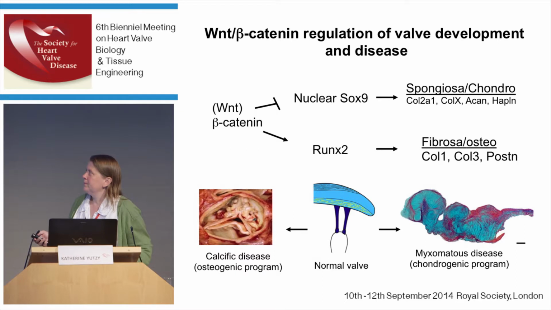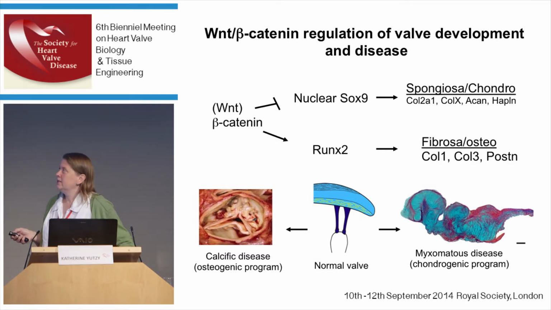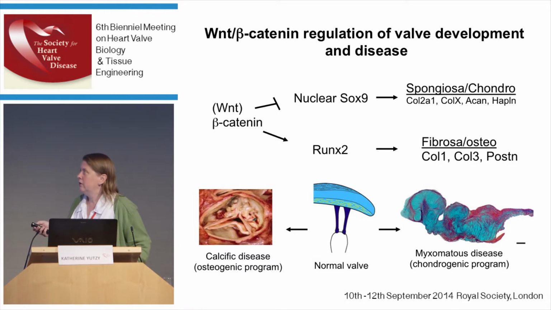So we think that what this is telling us is that within the context of an adult valve, so during homeostasis, Wnt beta-catenin signaling is necessary to limit the nuclear SOX9. And then when the beta-catenin is gone, all of this goes up and we see increased chondrogenic gene expression. There's other data out there that says that Wnt beta-catenin gain of function may be driving the osteogenic program and may be involved in valve calcification.